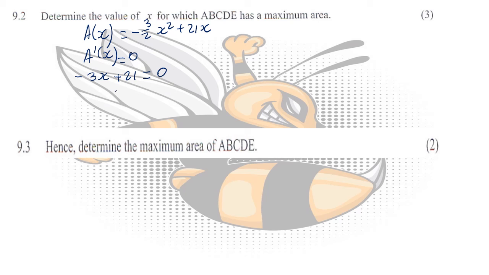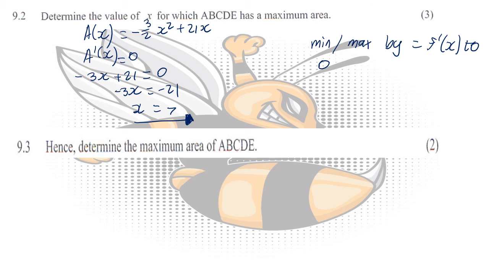And if we solve for x, we start by throwing the 21 over, so it becomes minus 21. Divide on both sides by negative 3. And then we'll have that x is equal to 7. So this function will attain a maximum where x is equal to 7. Remember, you find a minimum or a maximum point by equating your first derivative to 0.